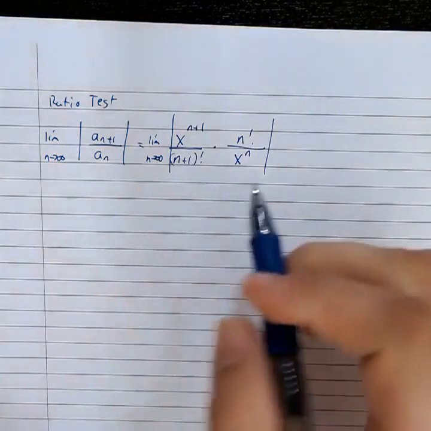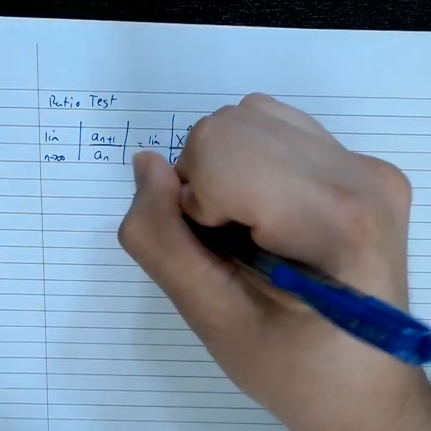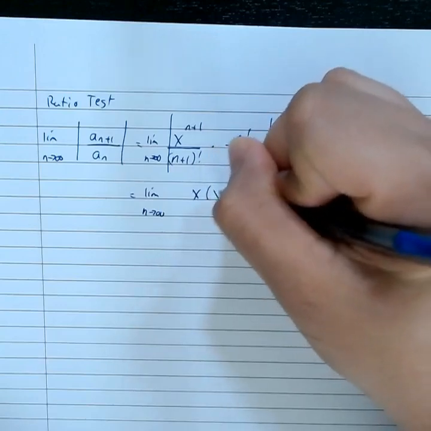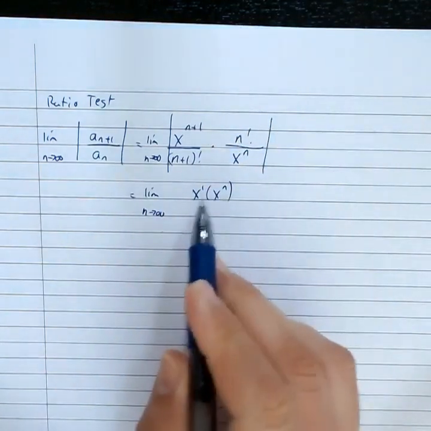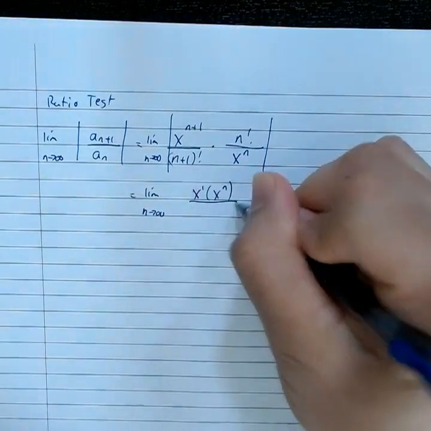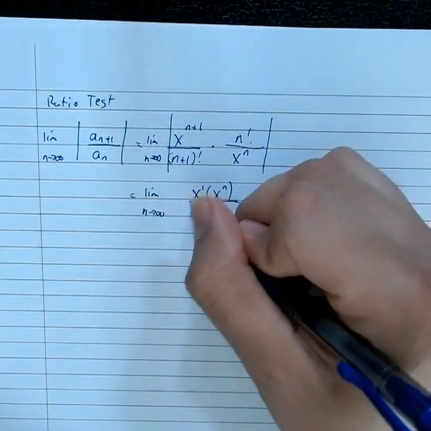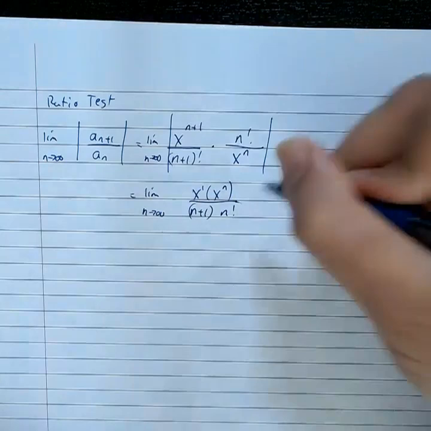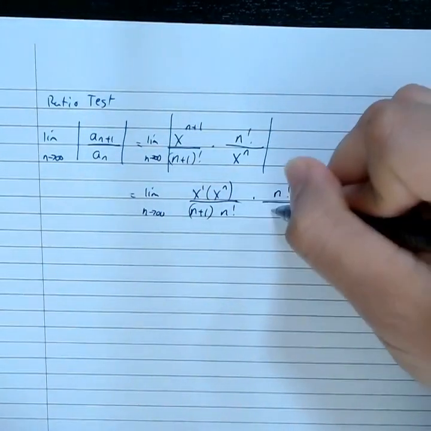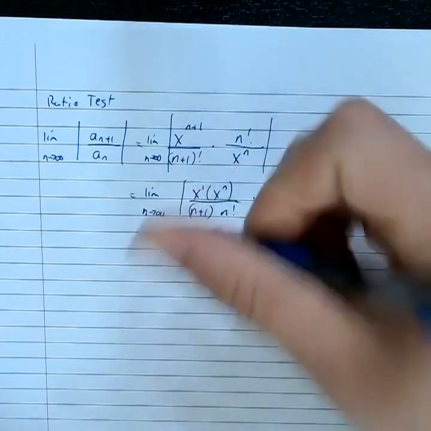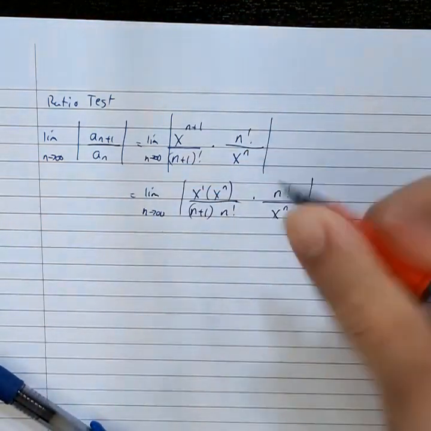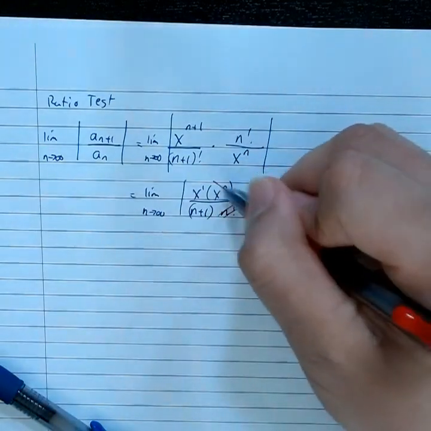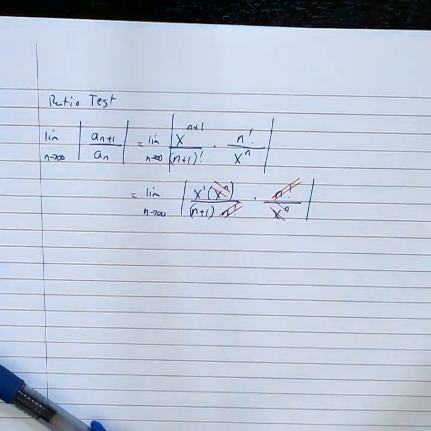Okay. So now this will simplify significantly. This is the limit as n approaches infinity of x times x to the power n. Right, after all, if you add those powers, that'll give you power n plus 1, over n plus 1 factorial, which is n plus 1 times n factorial, times n factorial over x to the power n. And now you notice that the two biggest complications are about to go away. n factorial divides n factorial, and x to the n divides x to the n.